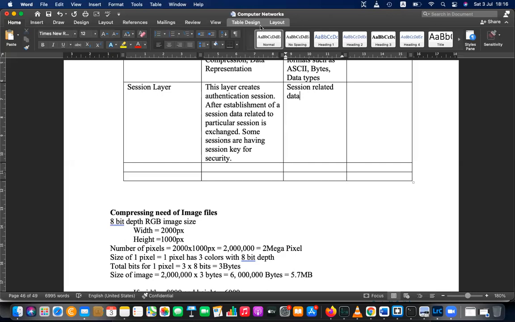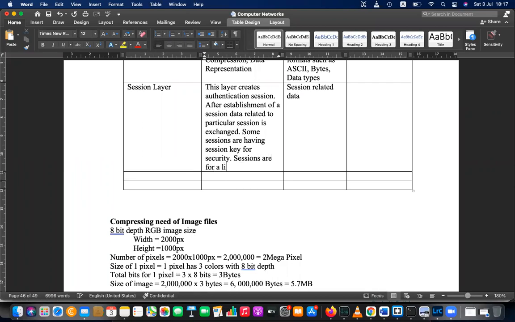The feature of the session layer, you can say, is that sessions are for a limited time. Sessions are expiring. There are no forever sessions. Sessions are for a limited time.